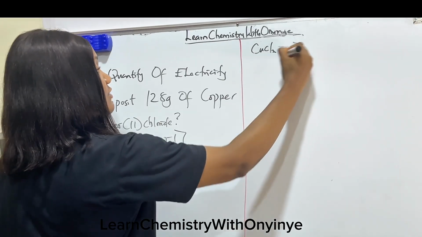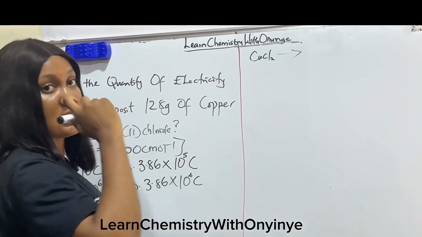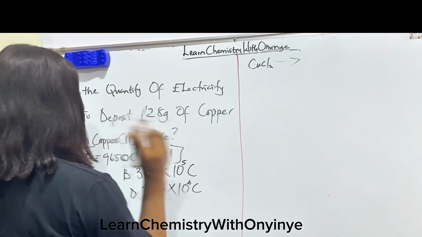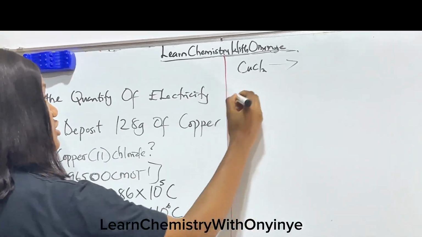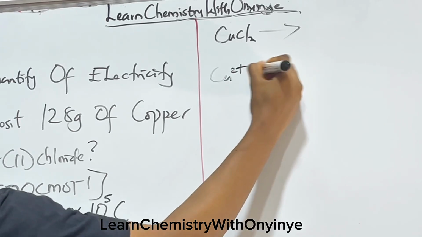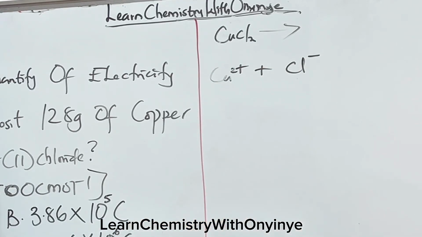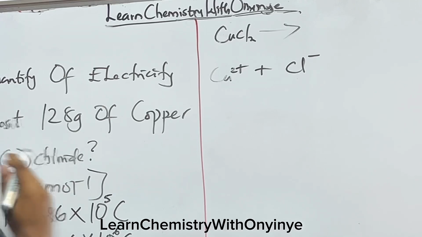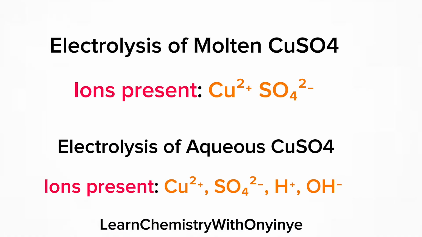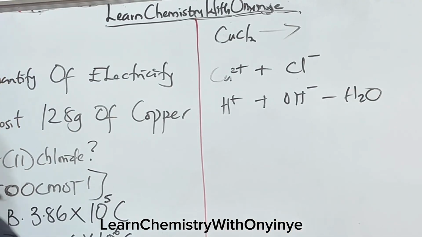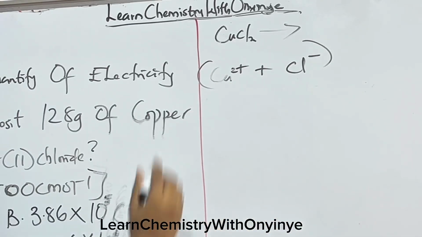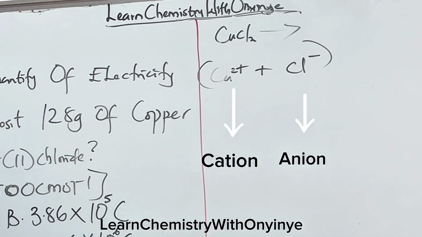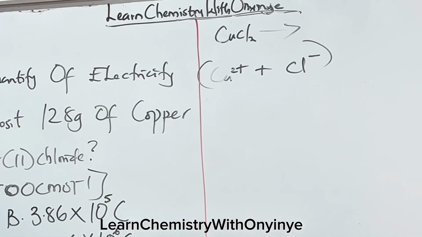Hence, if a current passes through this, it's going to dissociate. However, it's not going to have hydrogen or hydroxyl ions. So this is going to have copper ion and chloride ion. But if this was an aqueous solution, you would have both hydrogen and hydroxyl from the water. However, because this is molten, this is just what we are going to have. The copper will be deposited at the cathode, and the chlorine will be deposited at the anode.